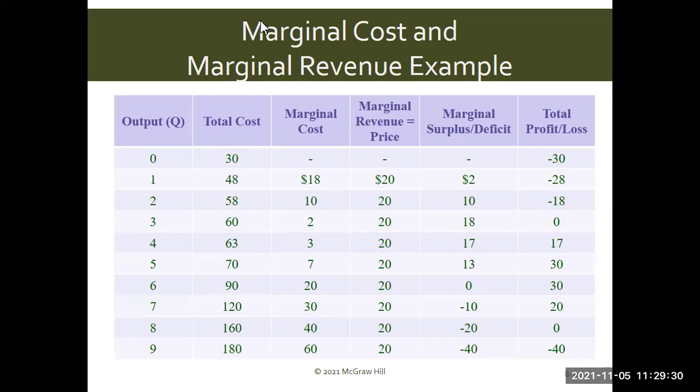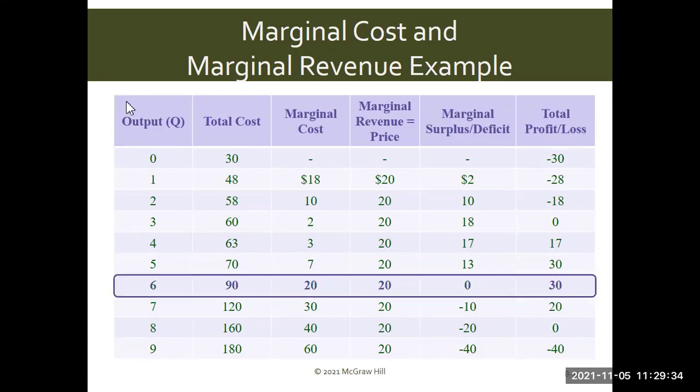So here it is, and what we want to notice is the profit maximizing point is right there. It's right where we're at our maximum profit, pick the second point. It's where our marginal surplus or deficit is 0. But what you really want to notice is that it's exactly where our marginal cost equals marginal revenue. That's our profit maximizing quantity of 6.